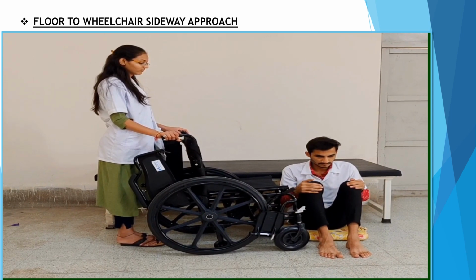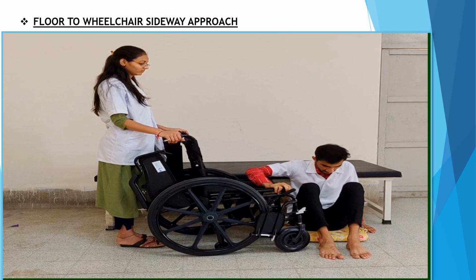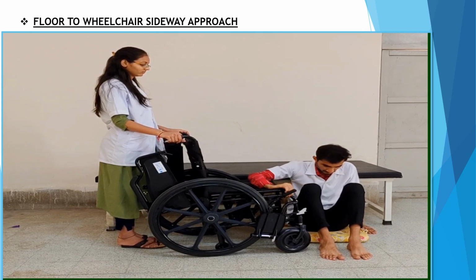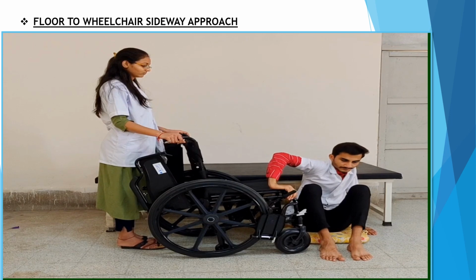Step 2. Positioning the hand. The right hand is placed onto the front corner of the seat and the left hand is placed onto the ground next to the hips. Keep in mind the right forearm needs to be perpendicular to the ground.